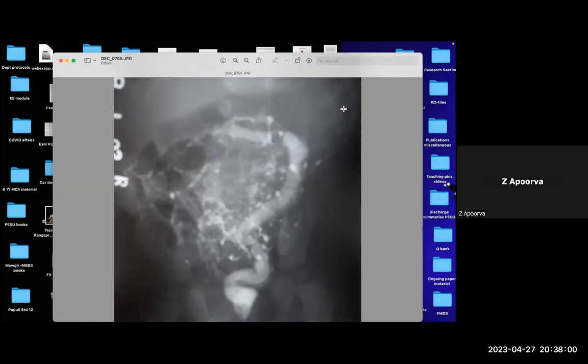Okay. So this is a 2-month-old child who had a contrast enema, and after that this was the appearance. He was being investigated for Hirschsprung's. So I've given you the diagnosis of what he had, but I want to know more about this X-ray.